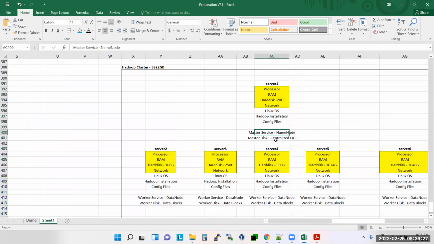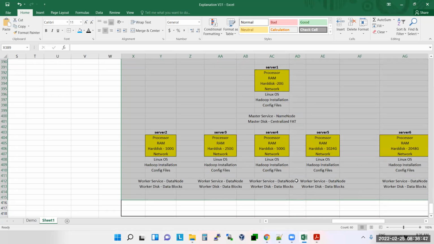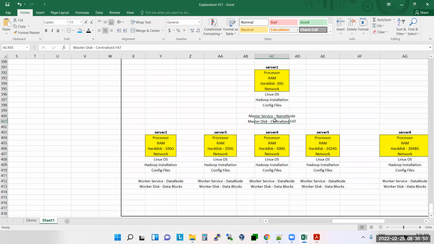So altogether, name node and data node are considered as HDFS, sir? Yes, HDFS only. Exactly. When I say HDFS, it's a combination of master node plus worker nodes, meaning name node plus data nodes. Whenever you install Hadoop, HDFS, by default will you get only a name node and data node, or also a secondary name node?